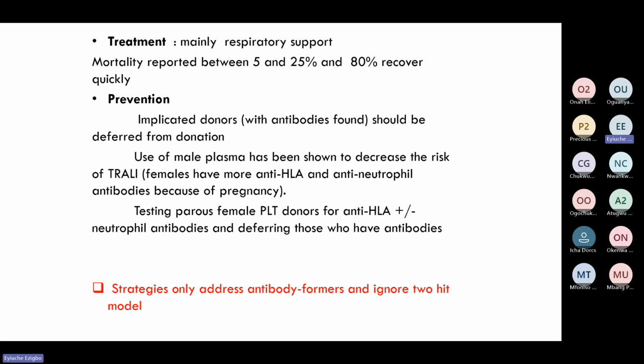Use of male plasma has been shown to decrease the risk of TRALI. Females have more anti-HLA and anti-neutrophil antibodies because of pregnancy. Testing parous female platelet donors for anti-HLA and neutrophil antibodies and deferring those who have antibodies will also serve as a means of preventing TRALI.